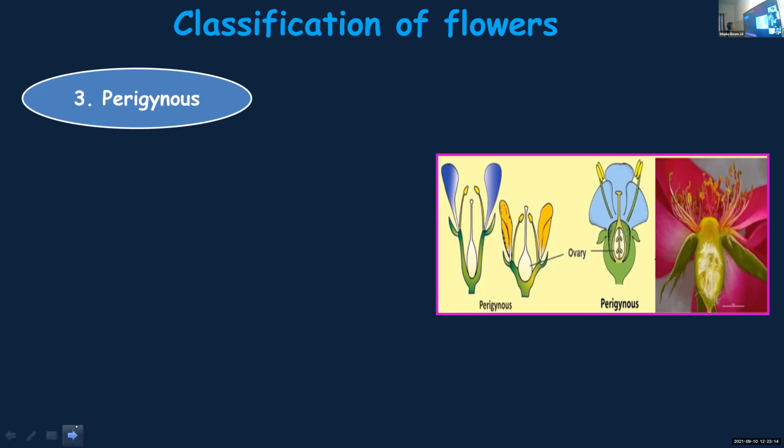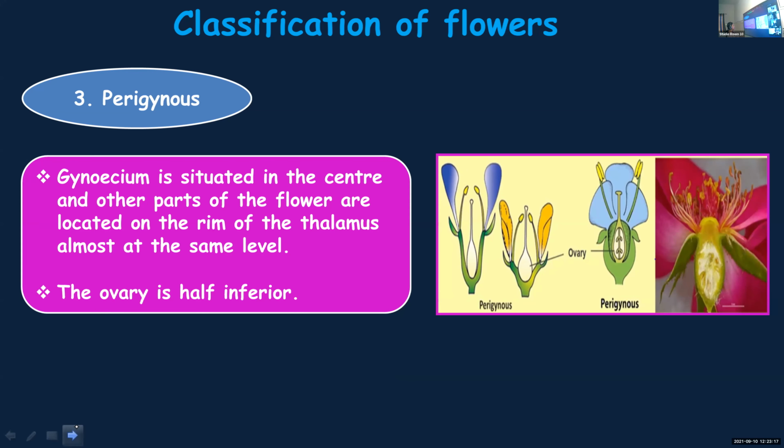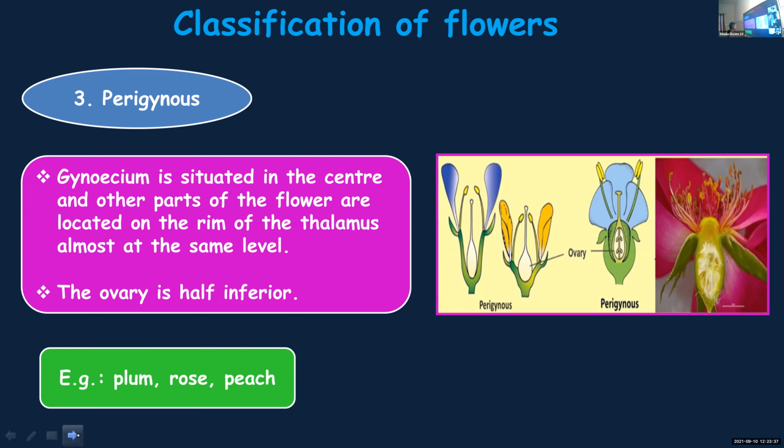Then we learned about perigynous. Here the ovary is half inferior. Gynoecium will be situated in the center, and all the other parts will be located at the rim of the thalamus. Thalamus is the swollen tip of the pedicel, or we call it receptacle, and all the other parts will be found at the rim of the thalamus, almost at the same level. Examples we also saw: plum, rose, and peach flowers. They are perigynous.